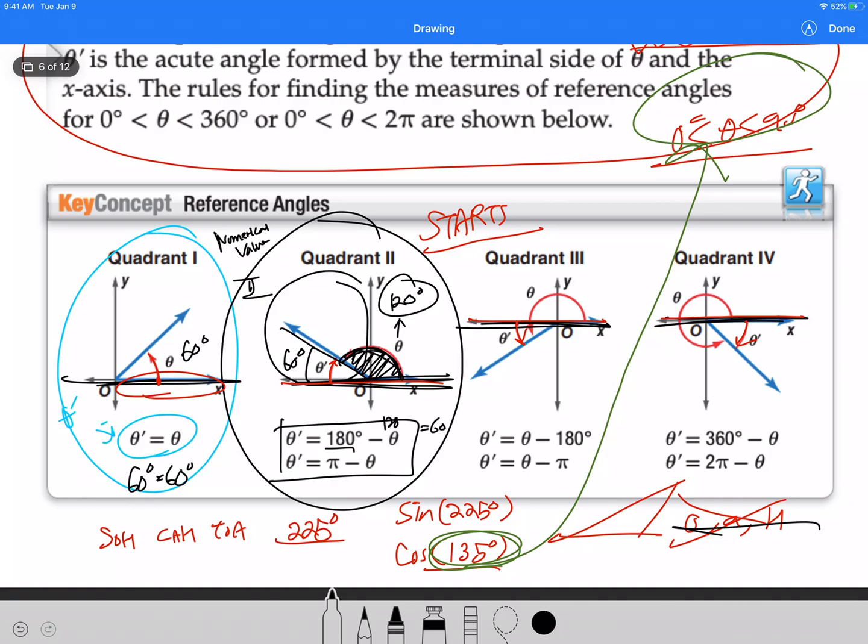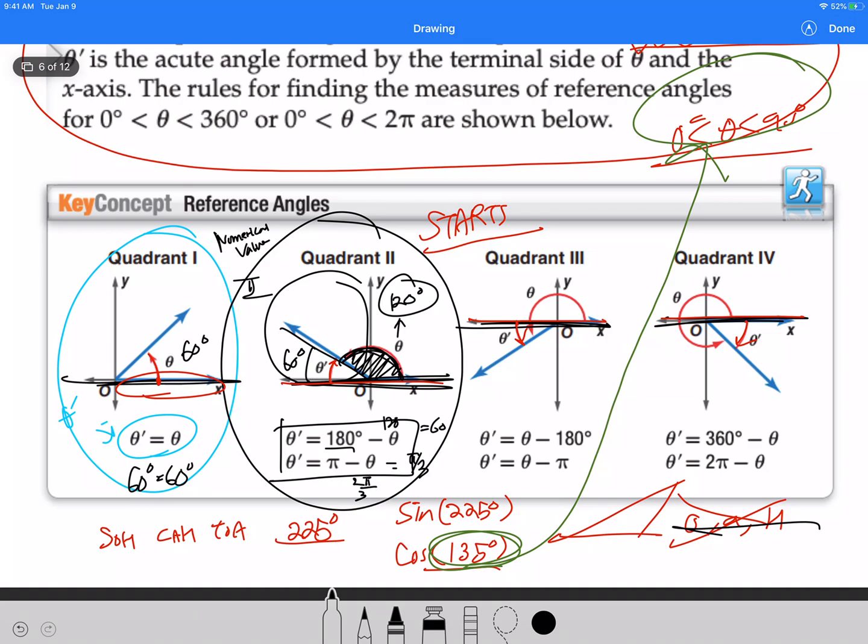Or if this is, let's say, 120, is pi over... actually no, it's going to be 2 over 3 pi. So 2 pi over 3, that means that I'm going to subtract pi minus 2 pi over 3, which gives me pi over 3. Same thing. Remember that radians and degrees are interchangeable.